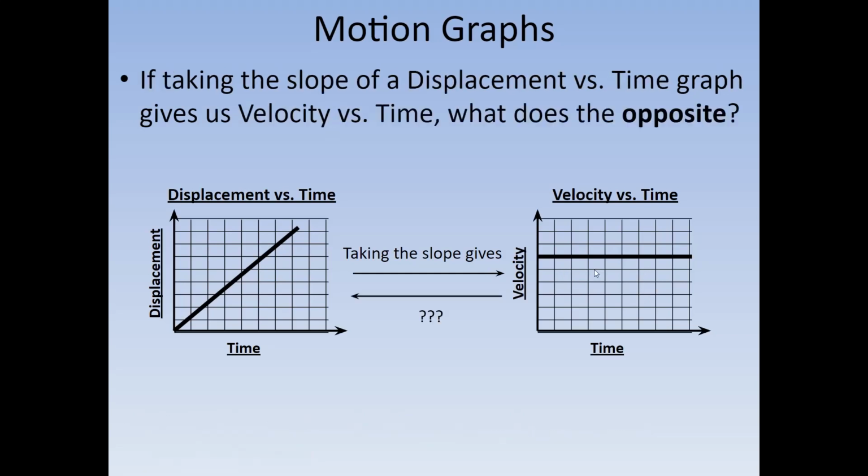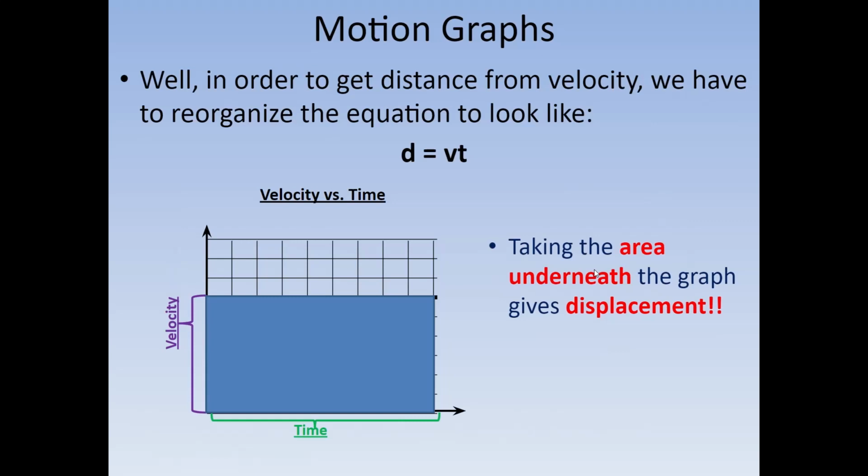Now, let's say we had the opposite. Let's say we had a velocity graph and I wanted to know, what is the opposite of taking the slope? Taking the slope went from displacement to velocity. What brings us from velocity to displacement? I could do the same trick where I look at the equation v equals d over t. I move things around and I get that d equals v times t. This is multiplication. How do I do multiplication with a graph? Area. So in order for me to actually get displacement values from a velocity graph, I would instead use area. That is what is considered the opposite of taking the slope.